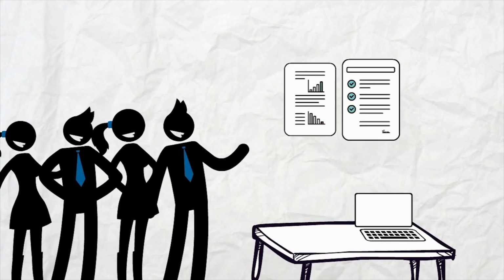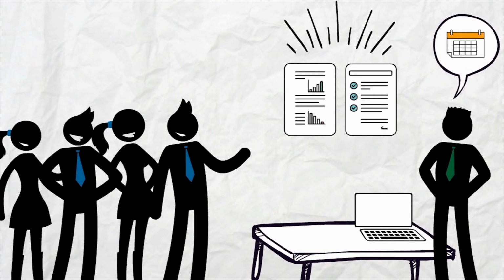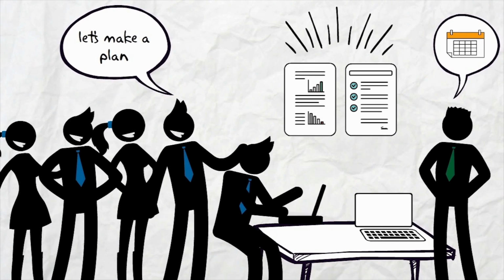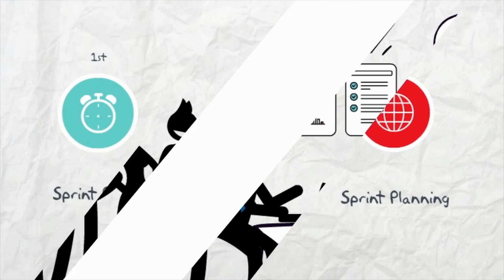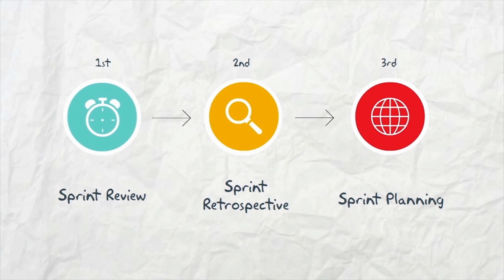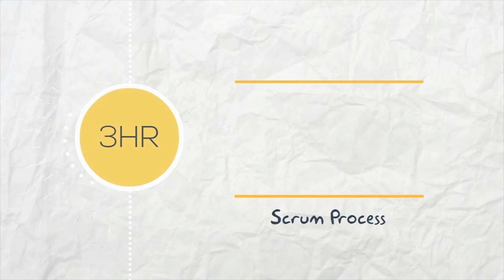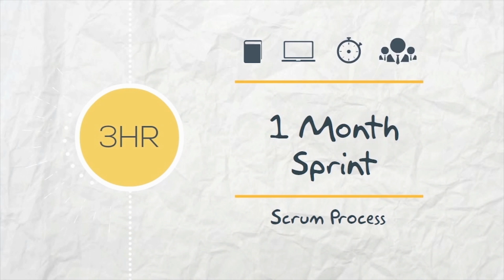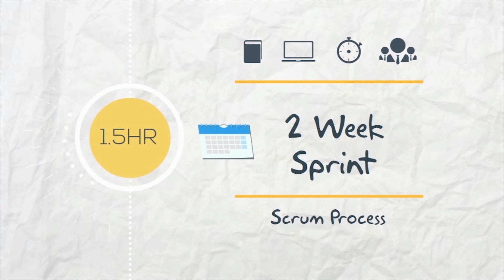The Sprint Retrospective is an opportunity for the Scrum team to inspect itself and create a plan for improvements to be enacted during the next sprint. The Sprint Retrospective occurs after the sprint review and prior to the next sprint planning. This is a 3-hour time-boxed meeting for 1-month sprints. For shorter sprints, the event is usually shorter.